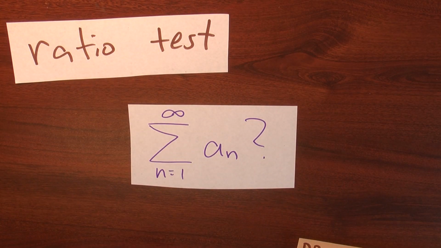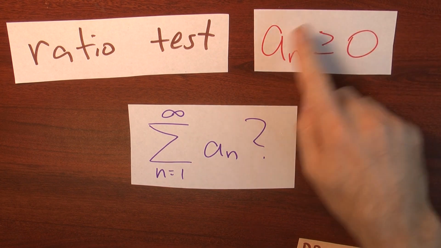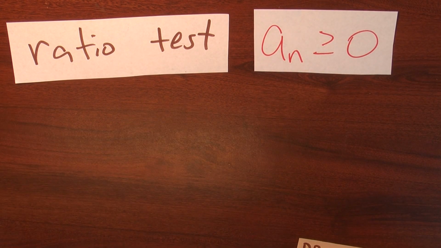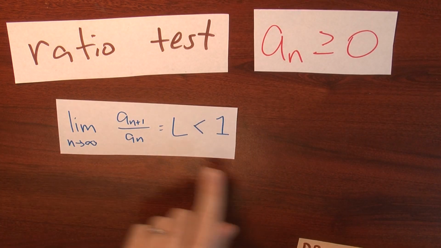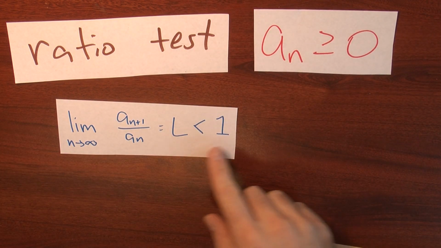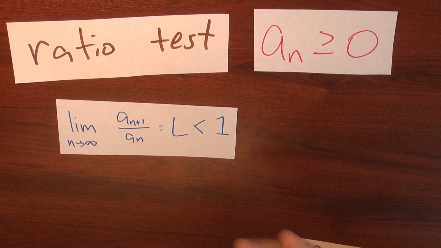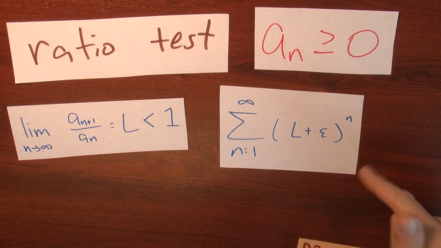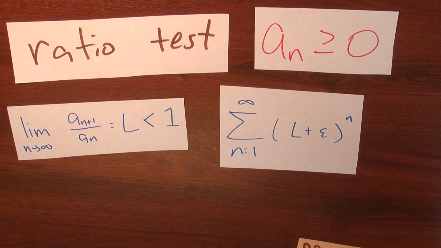Why is this? Let's think about why the ratio test in particular requires this condition that the terms be non-negative when you're analyzing this series. Remember what the ratio test tells us to do. It tells us to look at this limit and say if this limit is less than 1, then the series converges. And it shows that by doing a comparison with this geometric series.